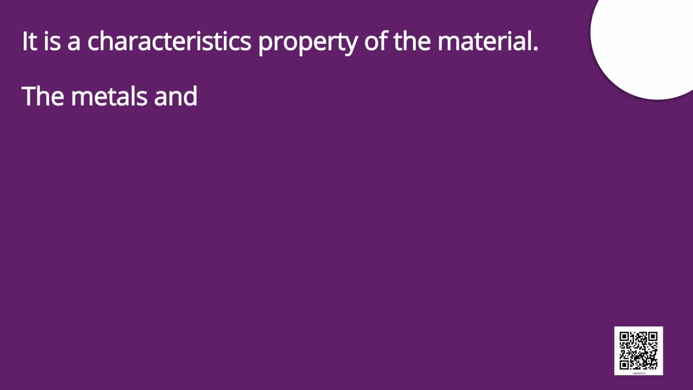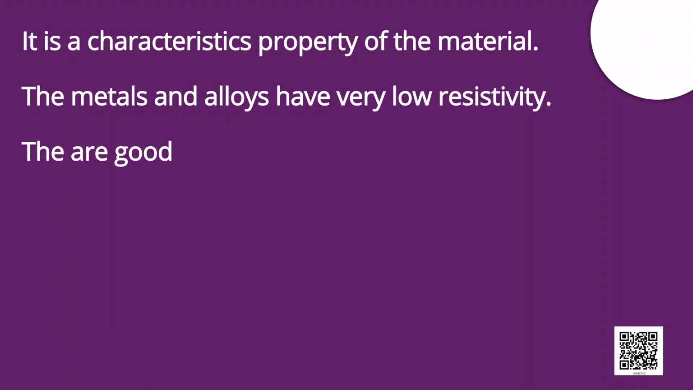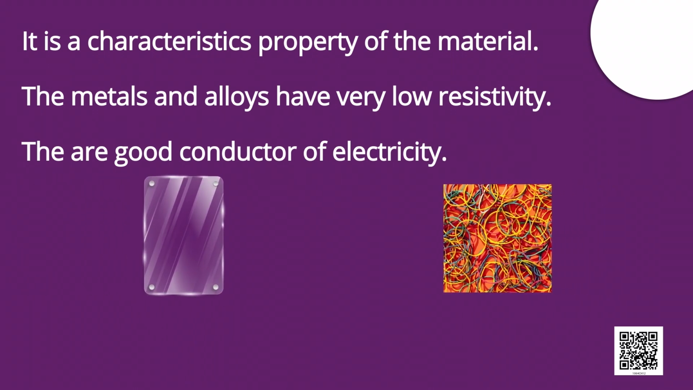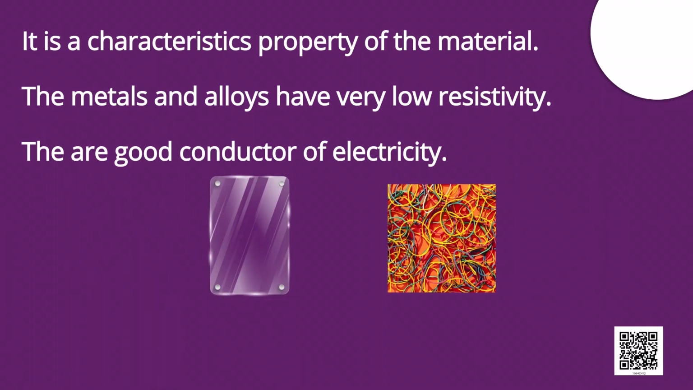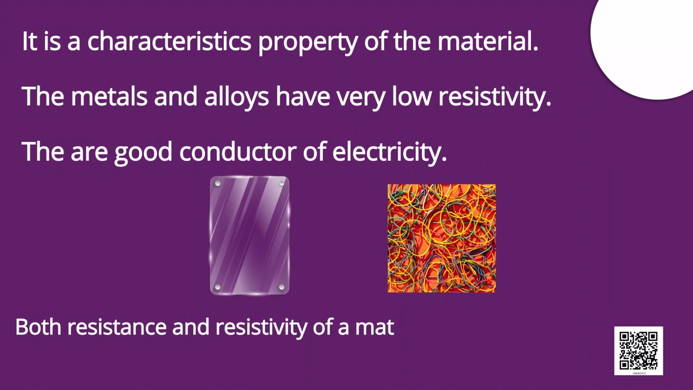The metals and alloys have very low resistivity. They are good conductors of electricity. Insulators like rubber and glass have high resistivity. Both the resistance and resistivity of a material vary with temperature.